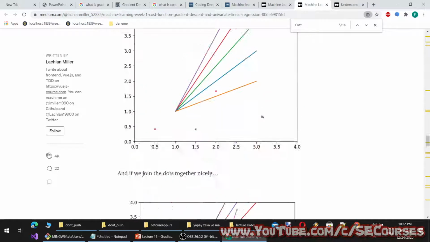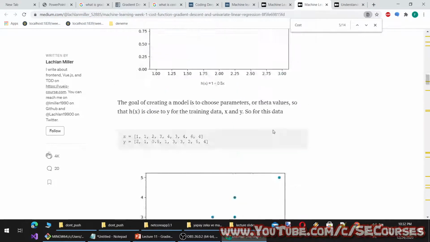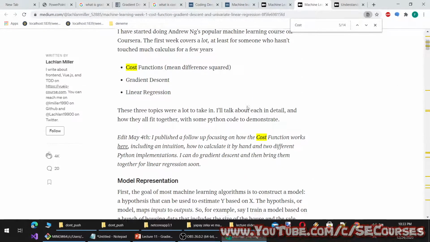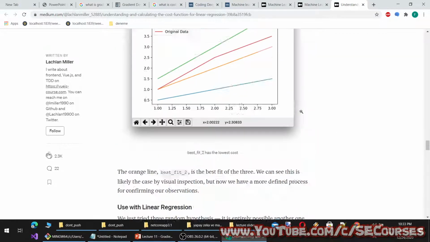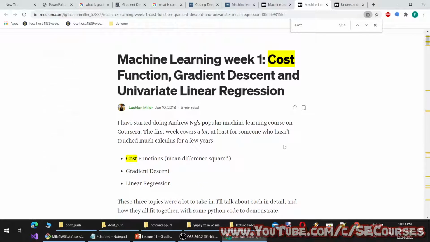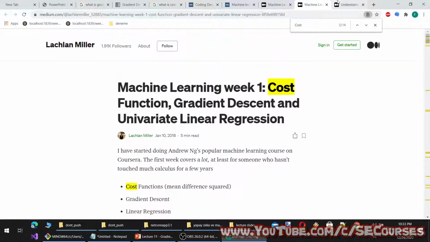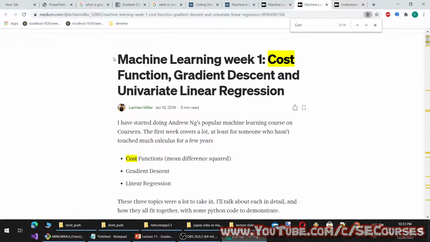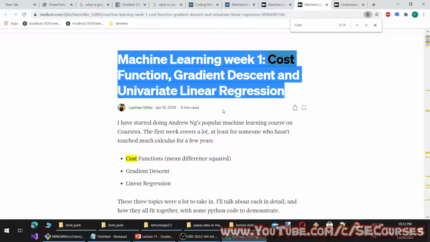Okay, so then we can continue with this, the understanding calculation cost function, and this is the machine learning big one, cost function gradient descent.